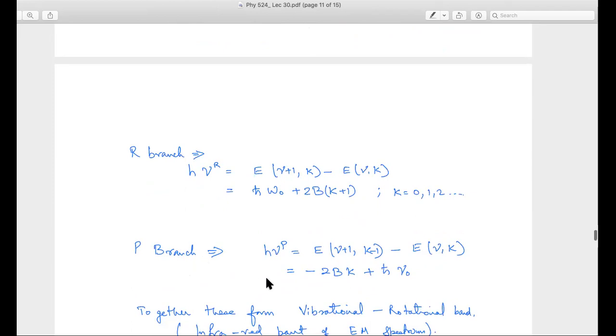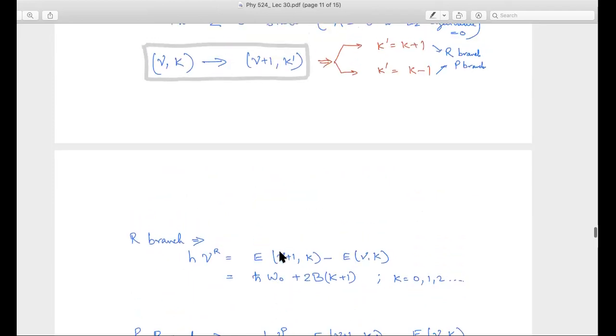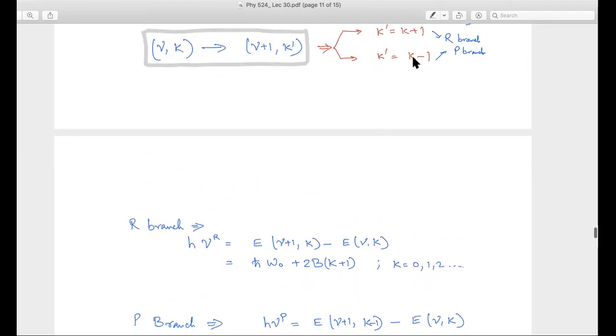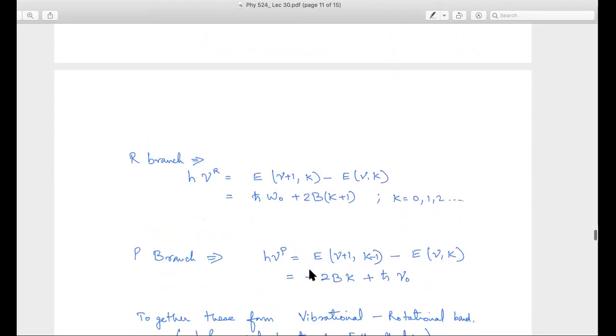Then if you talk about this P branch, then you have h nu P, and now I'll go from a K minus 1, let's say, to a K. So E of nu plus 1, K minus 1, minus E of nu K, basically. So now I'm going from K minus 1 to K, let's say. Okay. So here I'll start getting a 2B times K with a minus sign. So minus 2BK plus h bar omega naught. Okay, if it is h bar, then it should just be omega naught, so this is the angular frequency and not the actual frequency. Okay? So h bar omega naught. So that's the P branch, basically.